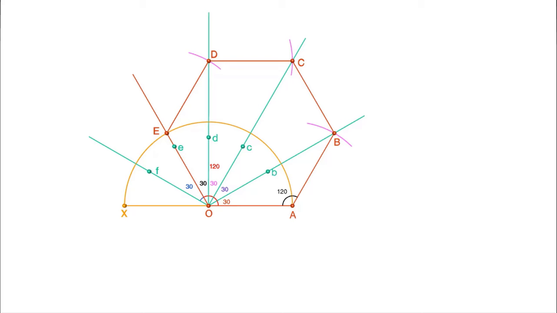So this way, by constructing a semicircle first and dividing the semicircle into 6 equal parts, if we want to draw the pentagon, then we'll divide the semicircle into 5 equal parts. If we draw a heptagon, then we'll divide the semicircle into 7 equal parts, and accordingly we'll complete the polygon. So it depends on the number of sides of the polygon. In our example, we have completed the construction for n equal to 6 sides of a regular polygon. So if 6 is the number, then that is a hexagon.